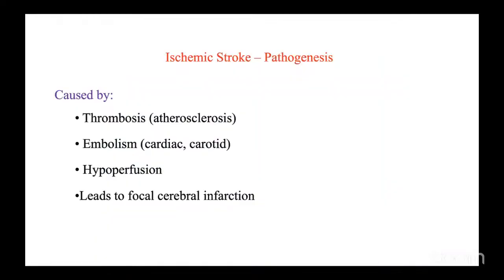Ischemic stroke pathogenesis. It is caused by thrombosis, which occurs due to atherosclerosis or ruptured atherosclerotic plaques, or by embolism from the cardiac and carotid arteries. It is also caused by hypoperfusion, and it leads to focal cerebral infarction.